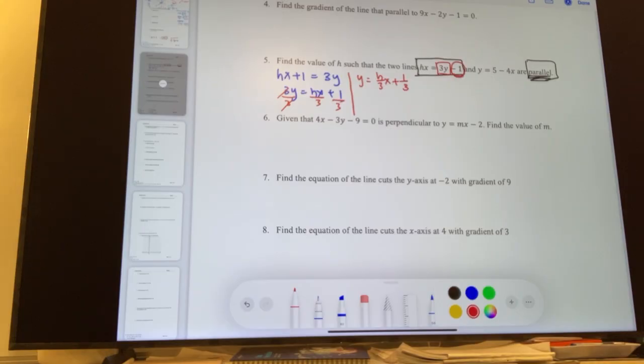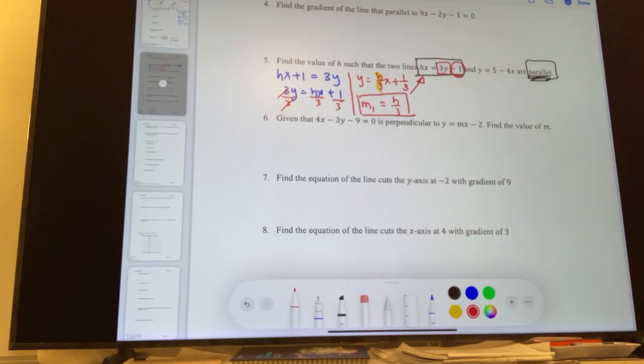And that means your gradient is going to be, what's your gradient? Gradient is the number in front of x, so this term is going to be your gradient. Is that right? So your gradient is going to equal h on 3. So this is something that I know. The gradient of this thing is done.